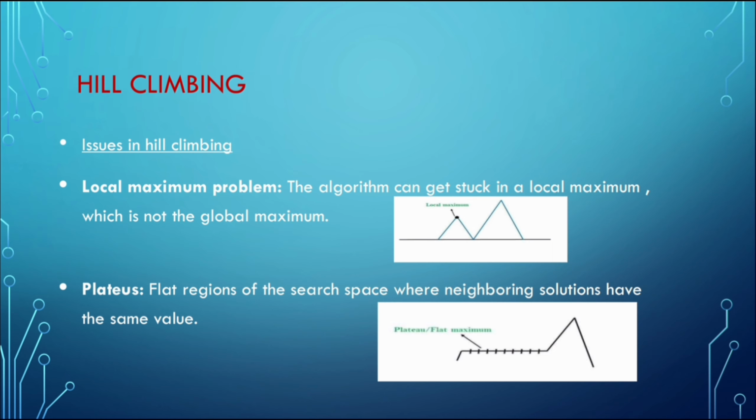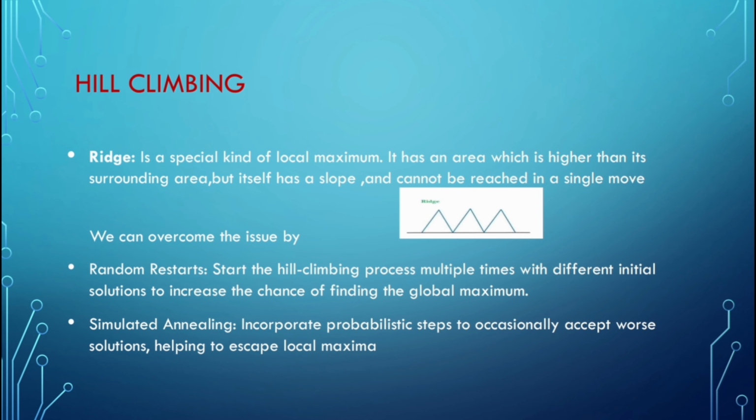Next is plateau. It is a flat surface of the search space where neighboring solutions have the same value. Here in the figure we can see the neighbors have the same value. It is a flat area of the search space in which the whole set of neighbor states have the same value, so it is very difficult to find the best. Next is ridge. It is a special kind of local maximum. It has an area which is higher than its surrounding area, but itself has a slope and cannot be reached in a single move. We can overcome these issues by random restarts and simulated annealing.